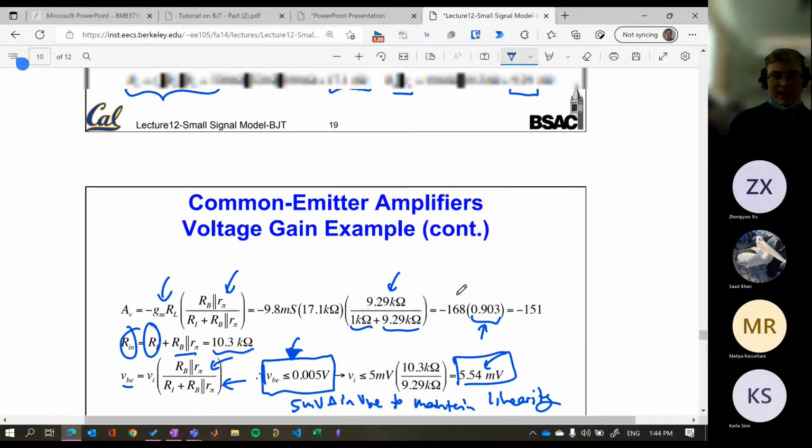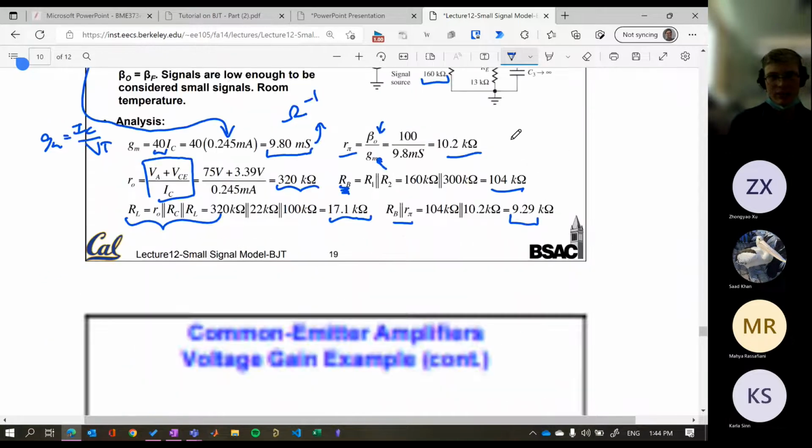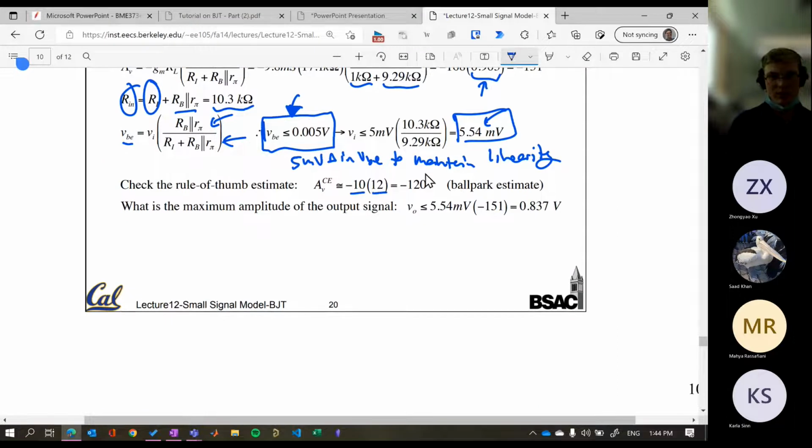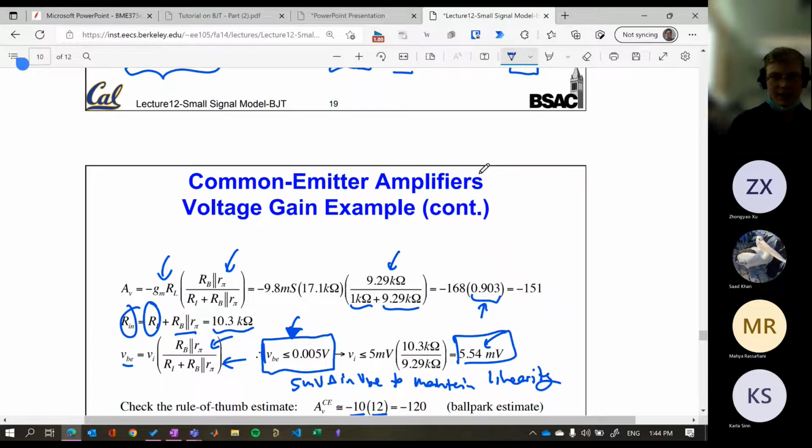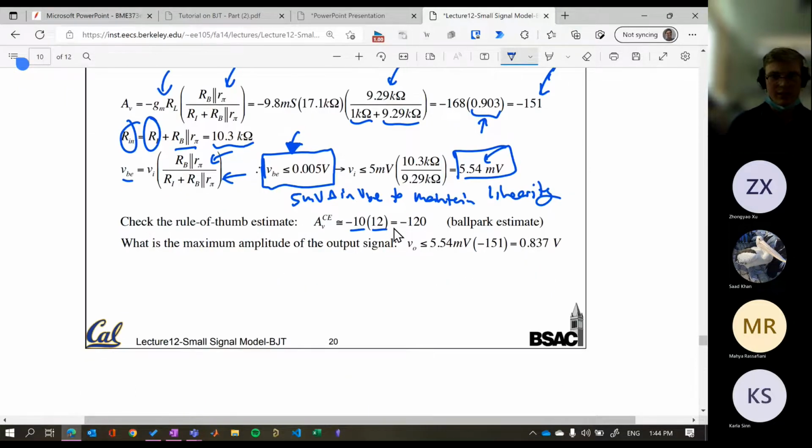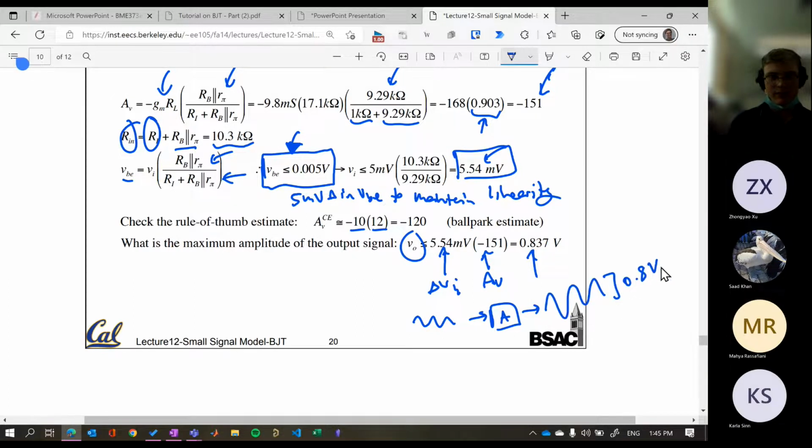We can check if our gain is in the ballpark. So remember, it was -10 times 12, which is -120. The gain that we actually calculated was -150, which is roughly what we think. And then if we know what our input range should be, to find an output range, all we have to do is multiply that input by the gain. This is change in VI, and this is our differential gain. And then we can get an output swing. So if we have some little input, put it through a gain, the maximum output was 0.8 volts.